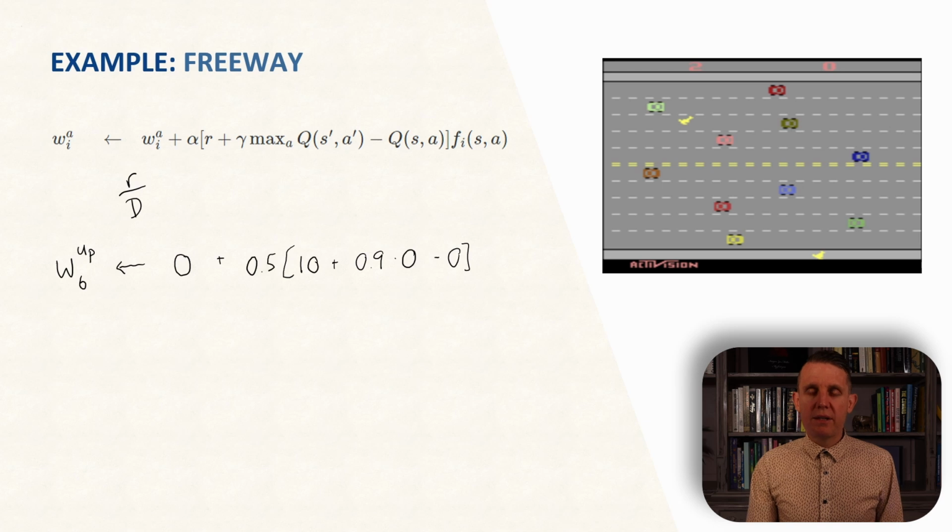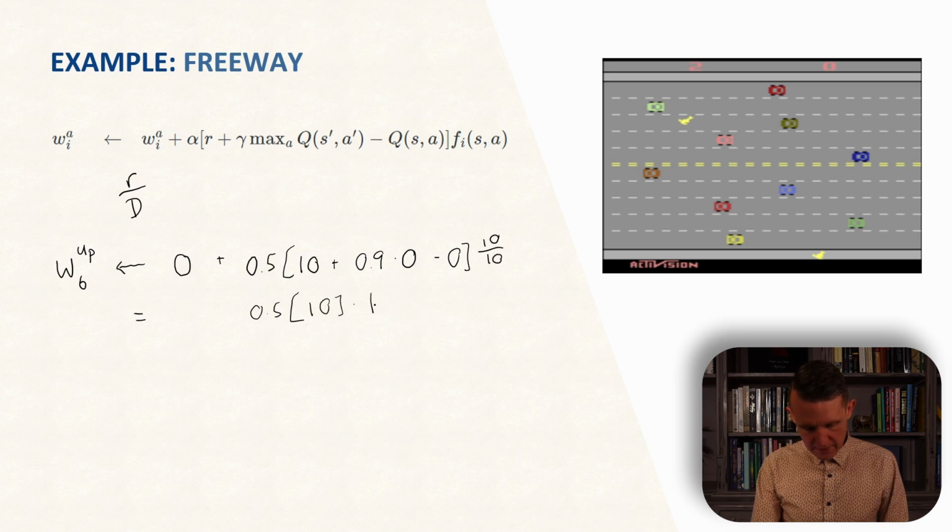But this is where the trick comes in linear Q learning, is that we then have to multiply our feature value by this expression. Now remember I said the feature value is the row that we're in divided by the total number of rows. If we've just gotten to the other side and we assume there's say 10 rows here, then it's going to be 10 over 10. So all we have to do now is calculate the sum of this expression, which is going to be 0.5 times 10, so now the new weight of going up for feature 6 is going to be 5.